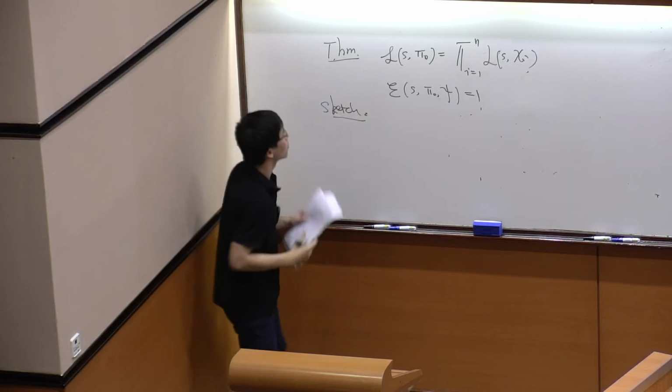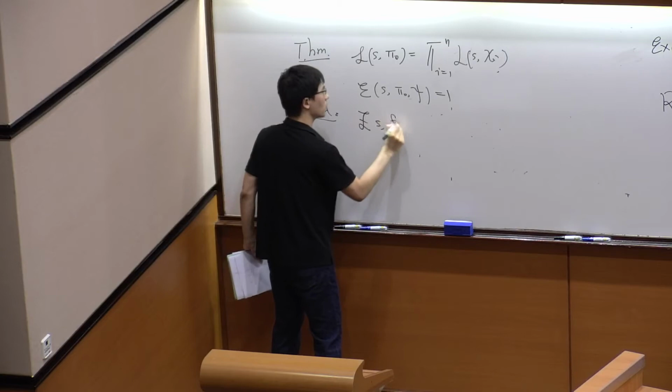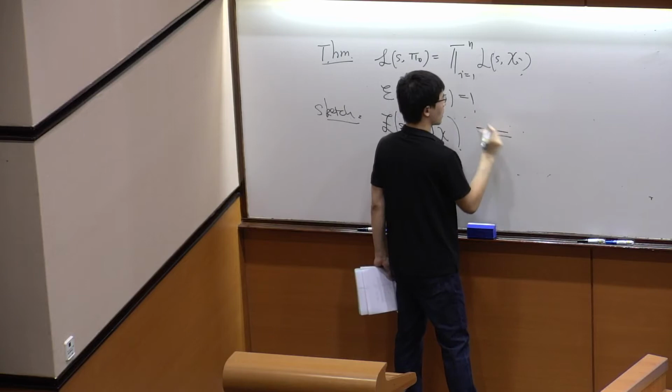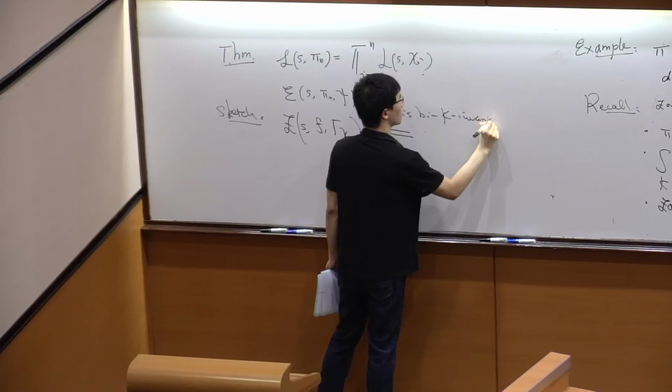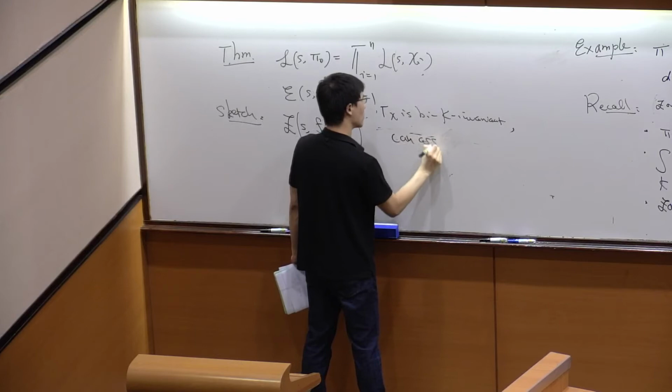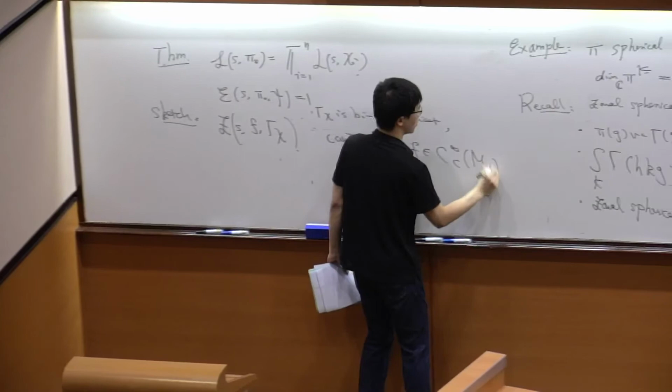Since time is not enough, let me give you a brief sketch here. So let's run the zeta integral procedure for the zonal spherical function gamma chi. And since we know the zonal spherical function gamma chi is bi-K-invariant, we can assume that our function f lies in the K cross K invariant subspace of the original test function space.